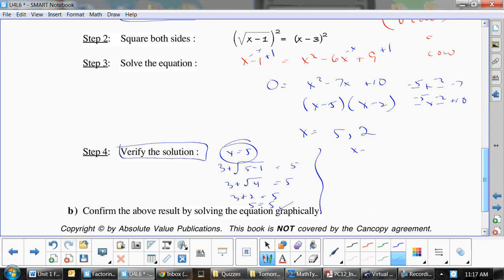So let's do x equals 2. It's supposed to be 3 plus the square root of 2 minus 1. It's supposed to equal 5... 2. Okay. 3 plus the square root of 1 is supposed to equal 2. 3 plus 1 is supposed to equal 2. 4 equals 2.